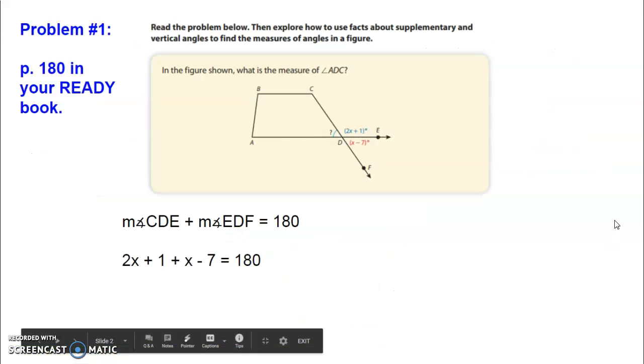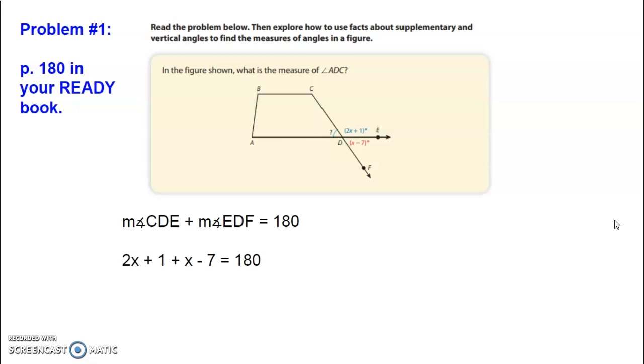All right, so let's take a look at the first of 3 problems that we're going to work on today. This comes from page 180 in your Ready instructional booklet. And you can see you've got a picture there of a quadrilateral. This is actually what we would call a trapezoid. It doesn't really matter how you state the letters. I'm going to call it trapezoid A, B, C, D. The only thing is you must state them in order.